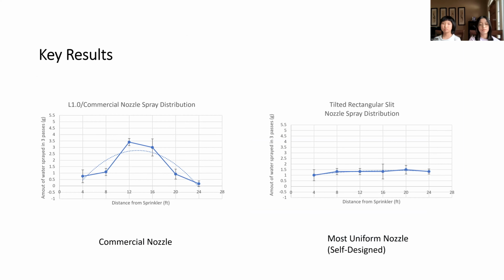So these graphs show the amount of water sprayed on average. The dotted line is the overall trend. The x-axis represents the distance between the cup and the sprinkler, and the y-axis is the amount of water sprayed. As you can see, the commercial nozzle is not uniform and has a varied spray. However, our nozzle, on the other hand, is much more uniform and stable.